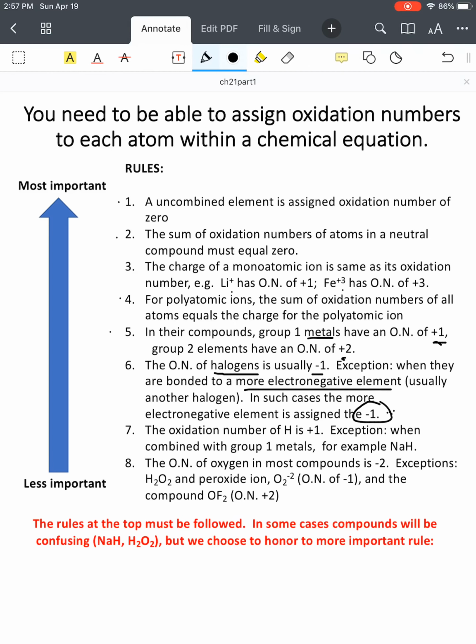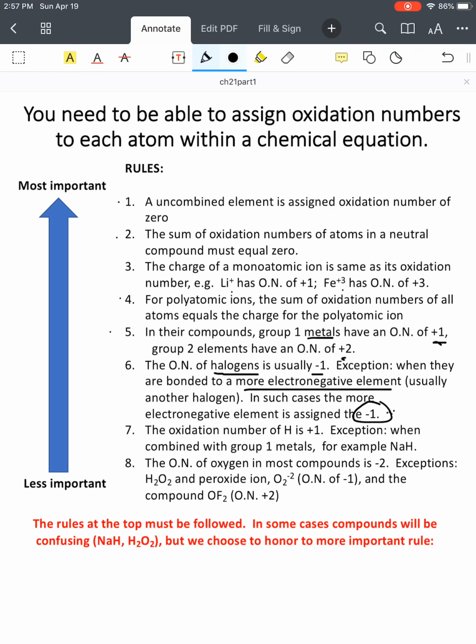Now, rule number 7, then, is the oxidation number specifically for hydrogen in its compounds when it's bonded with other things. Usually, hydrogen's +1. But there are some examples where there's exceptions to that rule. Hydrides, for example. I'll get back to that in a second. The least significant rule is the oxidation number of oxygen. In most compounds it is -2. There are some exceptions, however, that are listed down here.